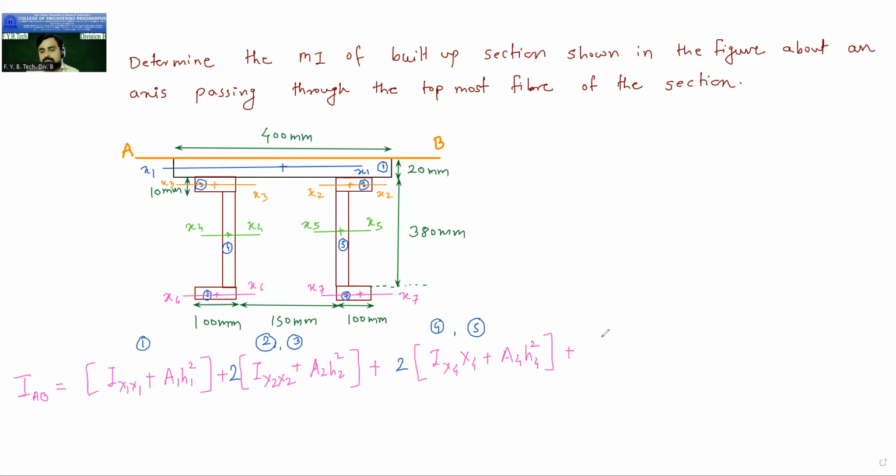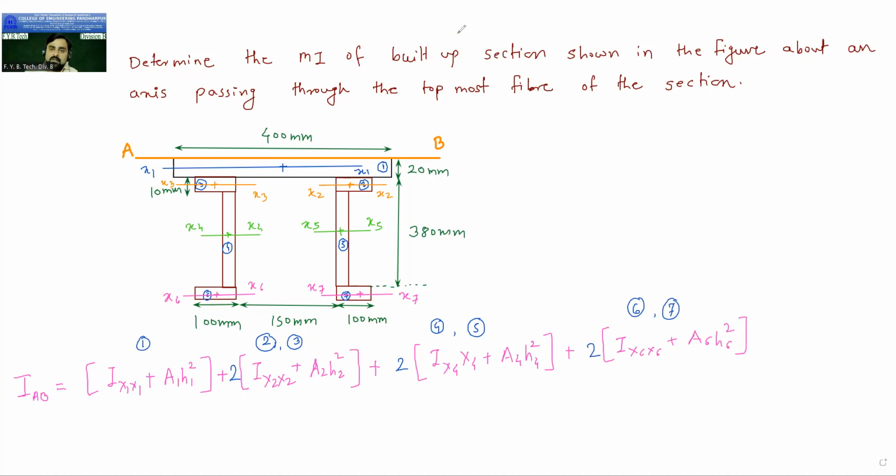Again plus next term is I x6 plus a6 h6 square. Again h6 and h7 having same area, so again I will multiply this by 2. So this is for area 6 and area 7. So all areas are covered.